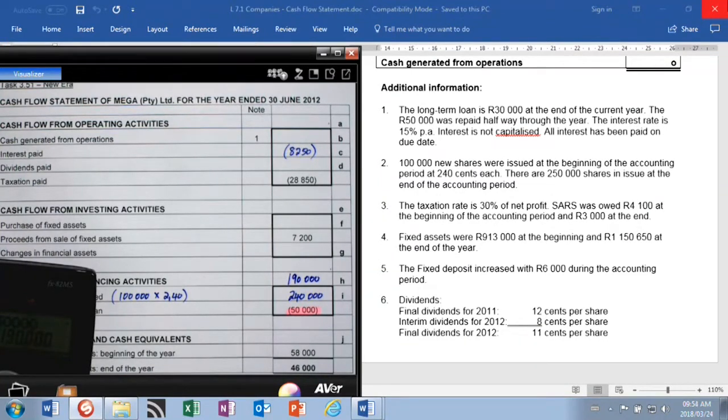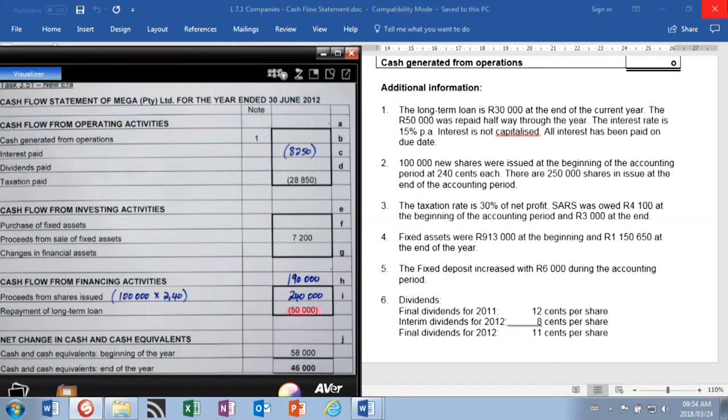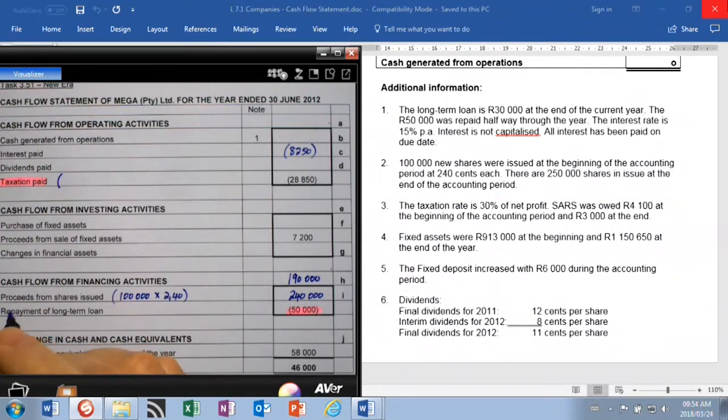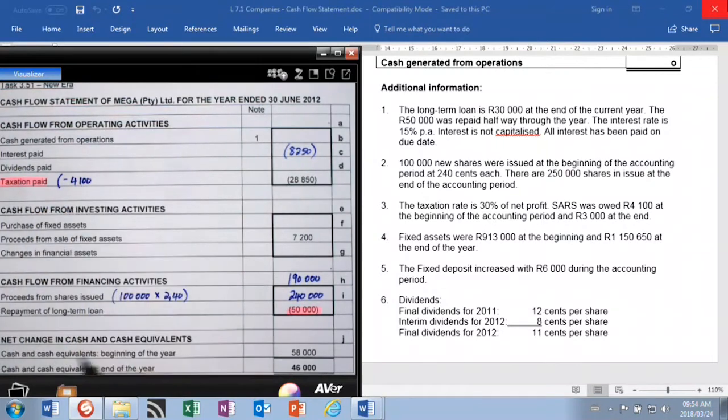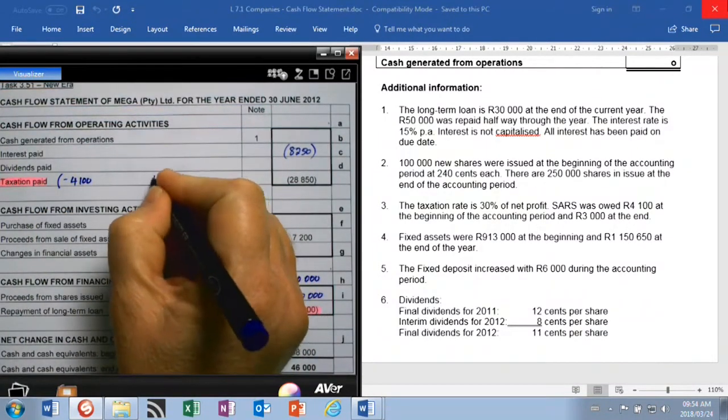SARS was owed 4,100 at the beginning of the accounting period and 3,000 at the end. Remember that the tax was given to us. That tax consists of a bracket. That bracket says that we owe SARS at the beginning of the year 4,100. Remember, we pay that 4,100. We owe them 3,000 at the end of the year, and that we didn't pay.